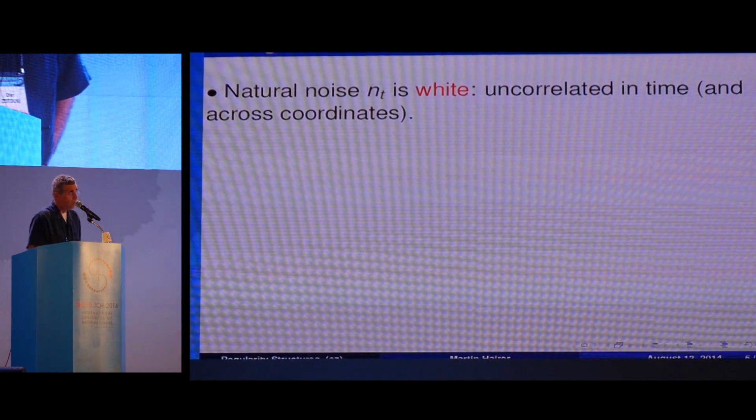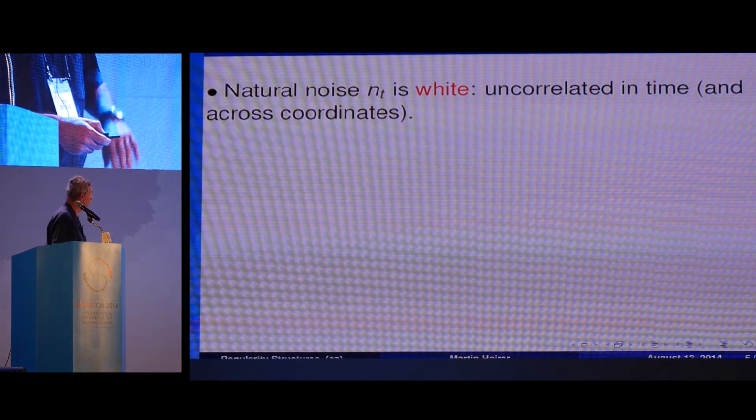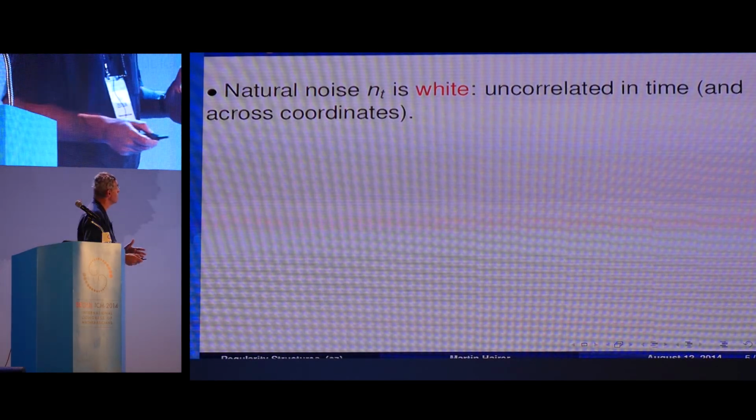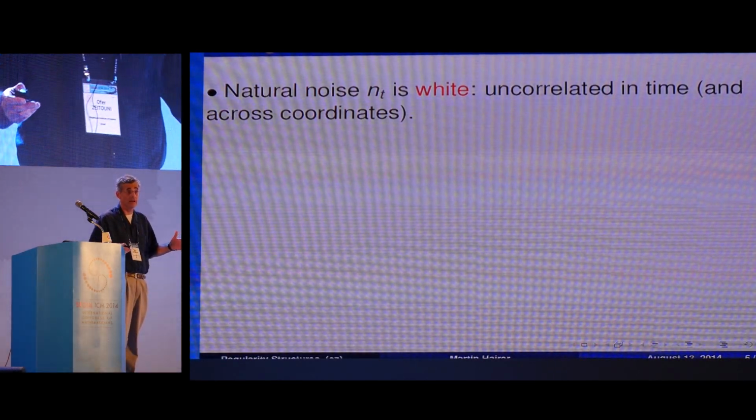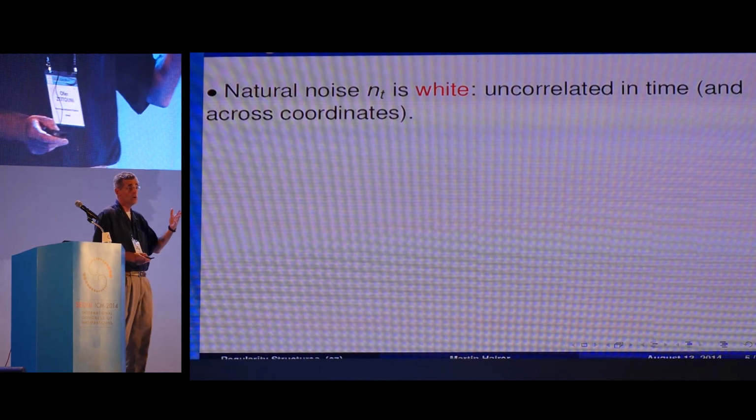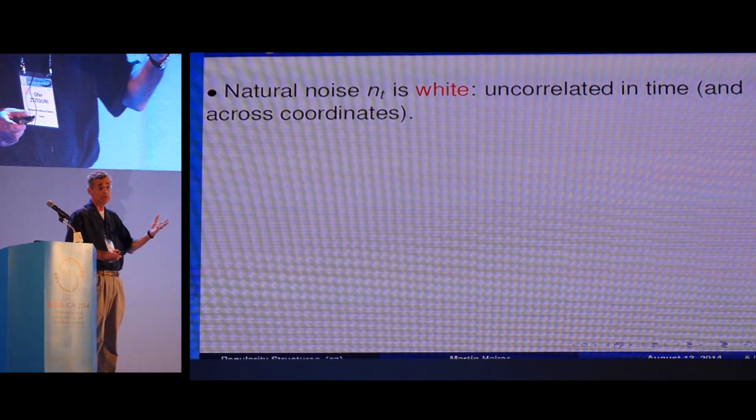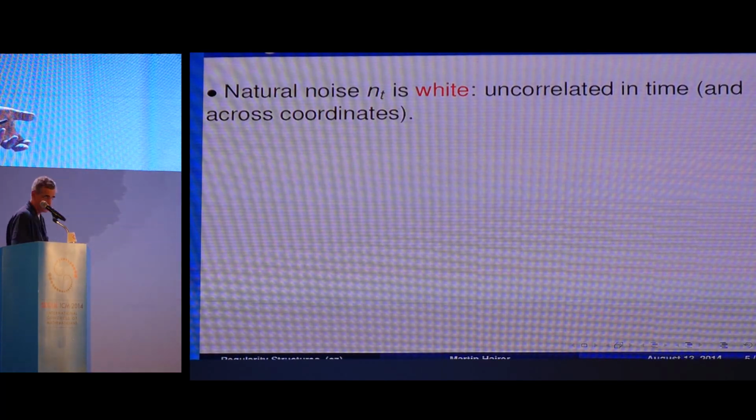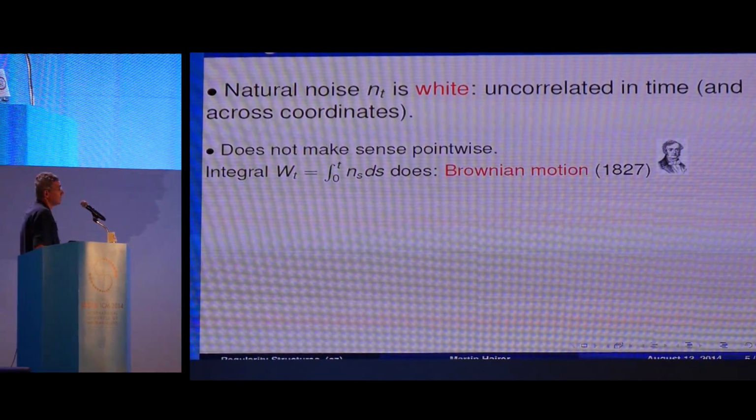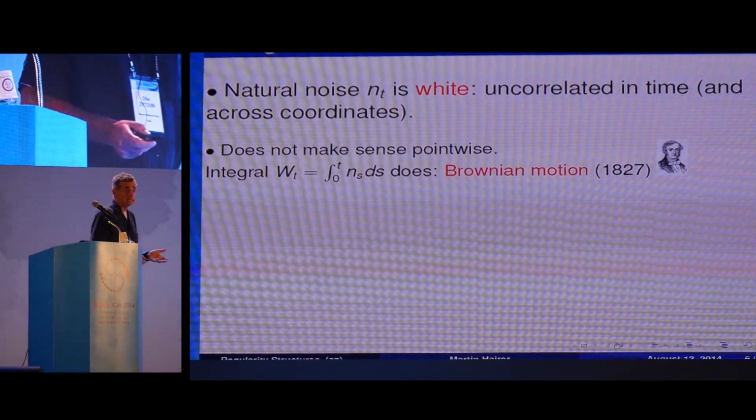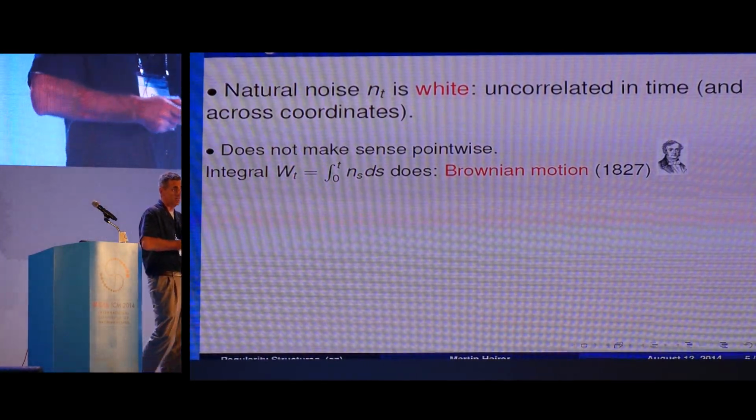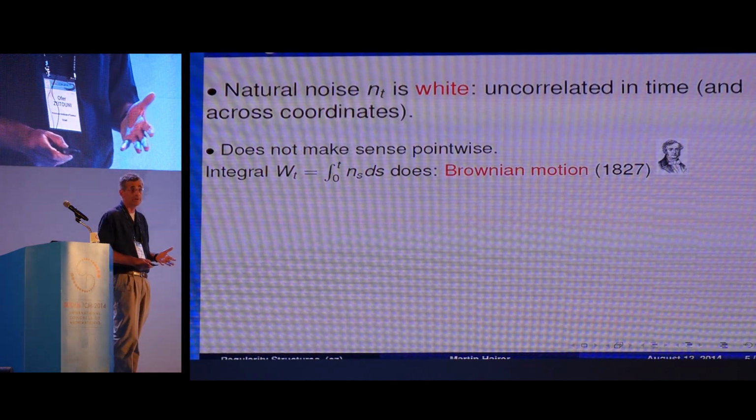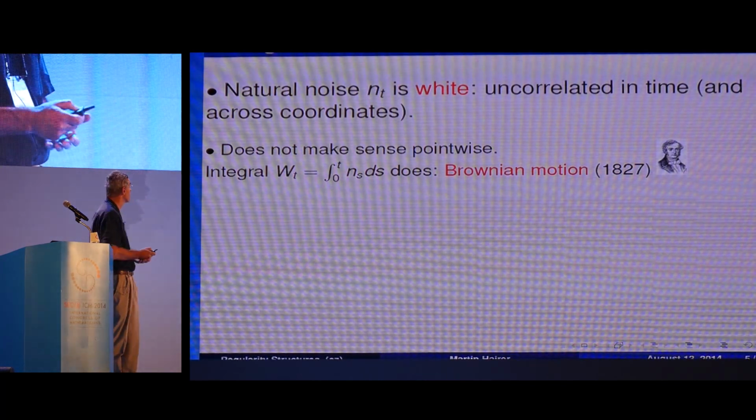Now, a natural noise that people have played with is what is called white noise. So what does white noise mean? It just means uncorrelated in time. So there is no probabilistic correlation between the noise at different times. This is a very nice model. The only problem is that it doesn't make sense. You cannot construct a true stochastic process that has this property unless it degenerates to 0.